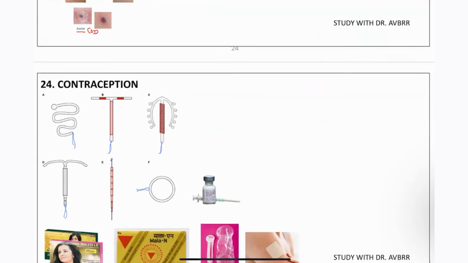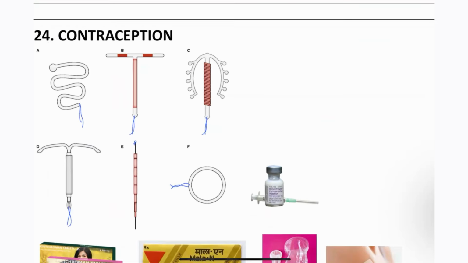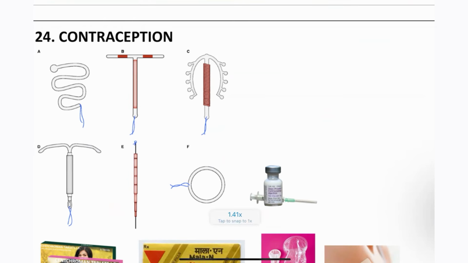Next, moving on to contraception. What are these contraceptive agents, guys? Here you can see these structures. This one is the Lippes loop. These two are the third generation copper T. Next, this is the Mirena. Again, these two are going to be Progestasert rings. Important points that you have to take note of are these structures.